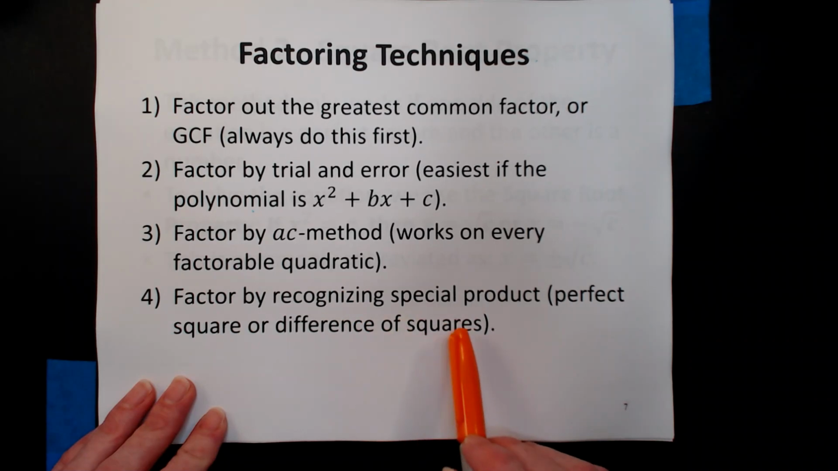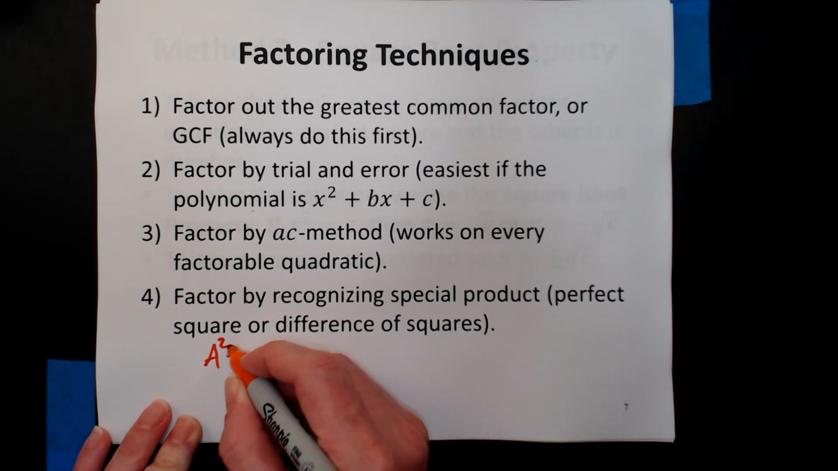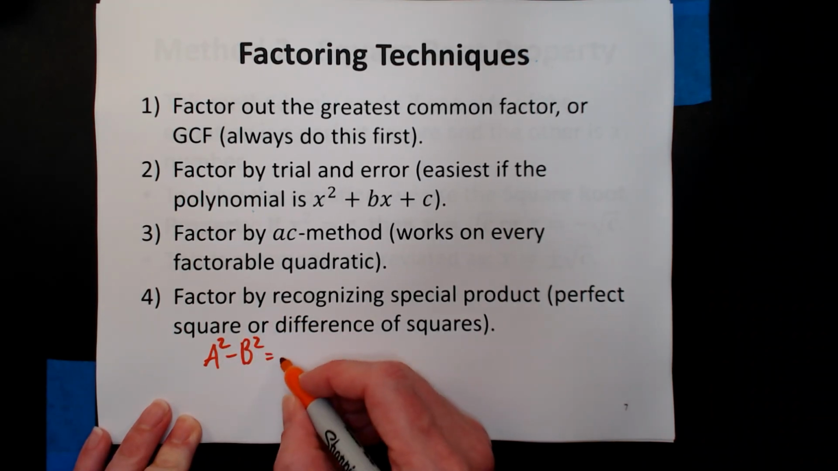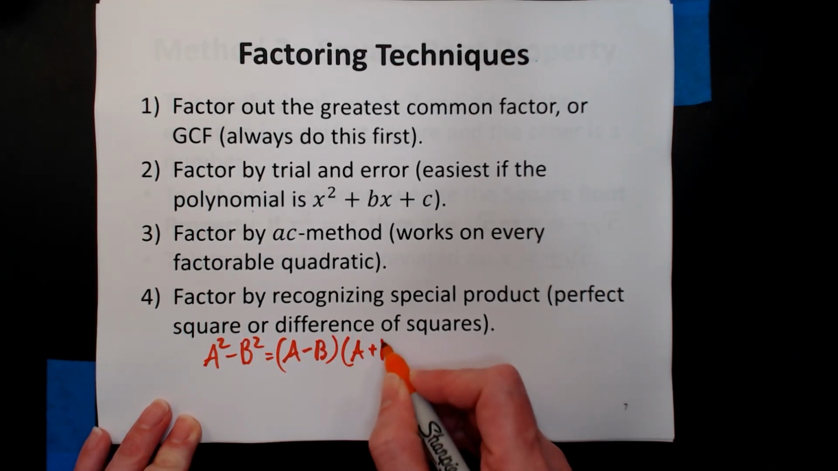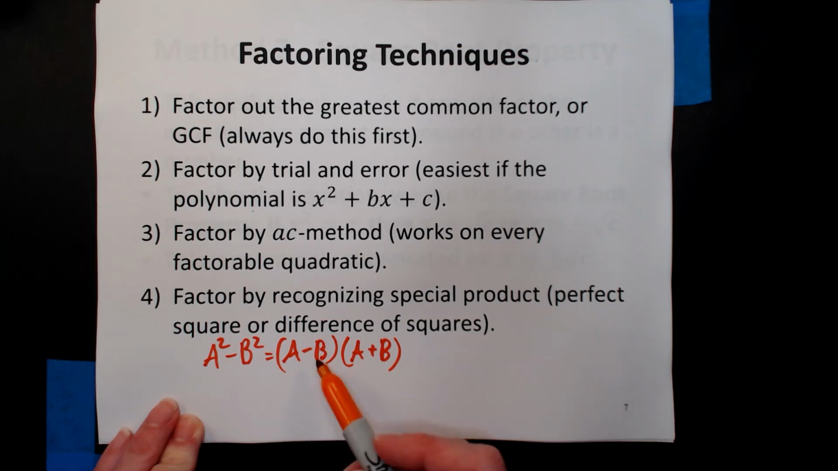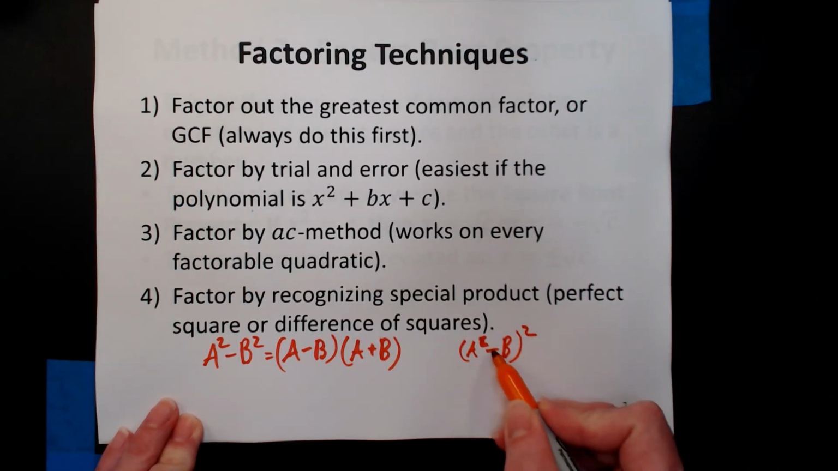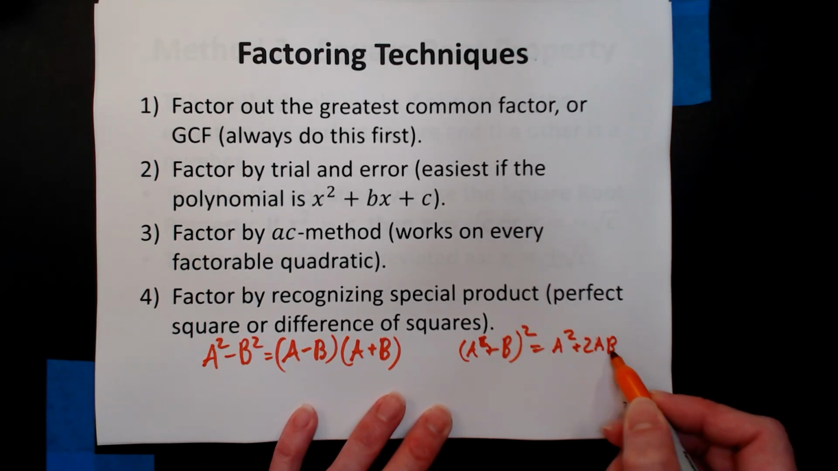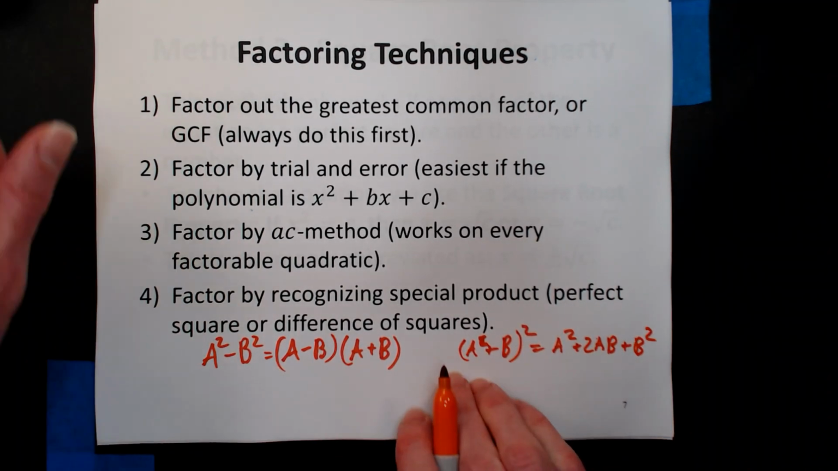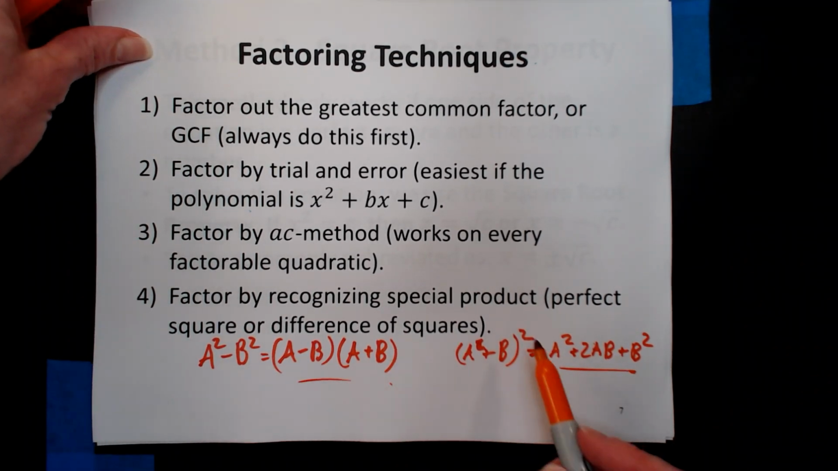Factor by recognizing special products or perfect squares or difference of squares. So basically it's talking about when you have a squared minus b squared, and we showed this with conjugates in the other lecture. You have a minus b times a plus b. And so that would be the difference of squares. Perfect squares, where you get a minus b quantity squared or a plus b quantity squared, and you'd get a squared plus 2ab plus b squared. If you recognize that it follows this pattern or this pattern, then you're looking at one of those special products.